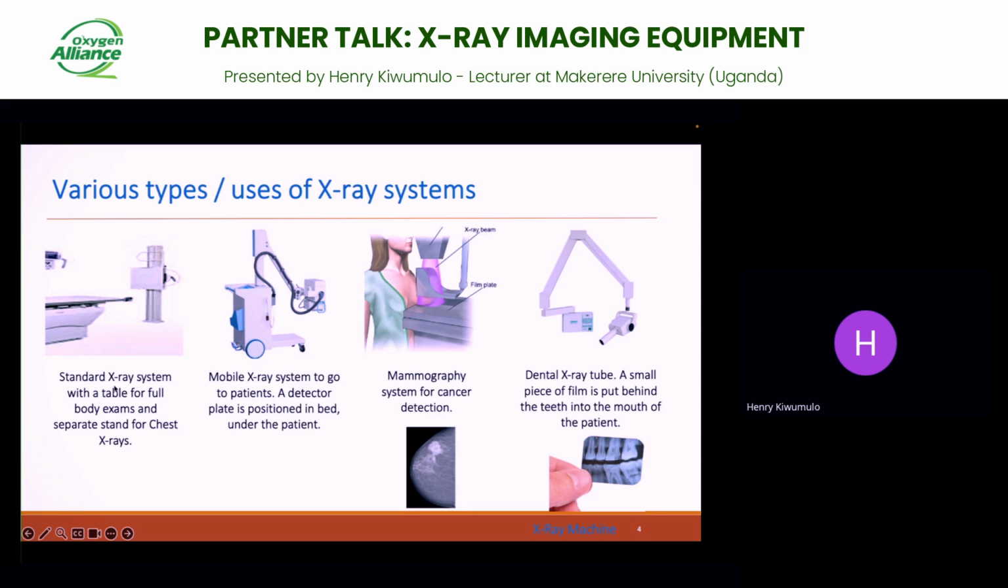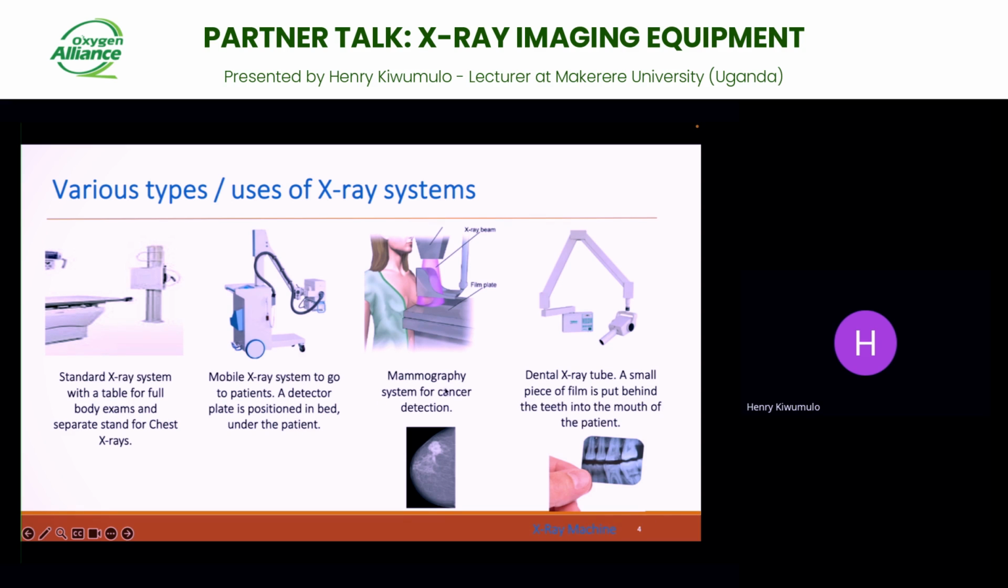We have those that are standard X-ray systems. These ones normally have a table, and of course this table is for full body exams, and then there is a chest stand. So we normally call that standard. And then we have those that are mobile, and these go to the patients. So they have a detector plate which is positioned normally in the bed or under the bed or under the patient, so to provide that mobility effect.